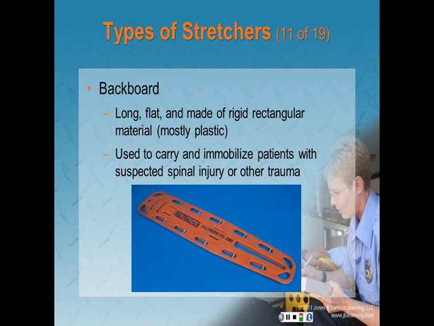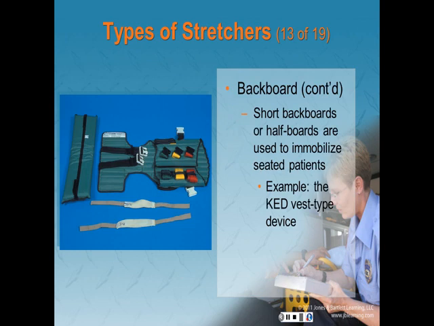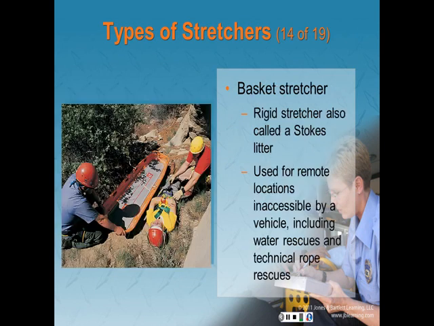Short boards or half boards are used to immobilize the head, torso, and neck of a seated patient with a suspected spine injury, and these are used until the patient can be moved to a long board. Short wooden backboards have mostly been replaced by a vest-type device such as the KED that you see here. This allows us to immobilize patients sitting down and then move them to a long board.